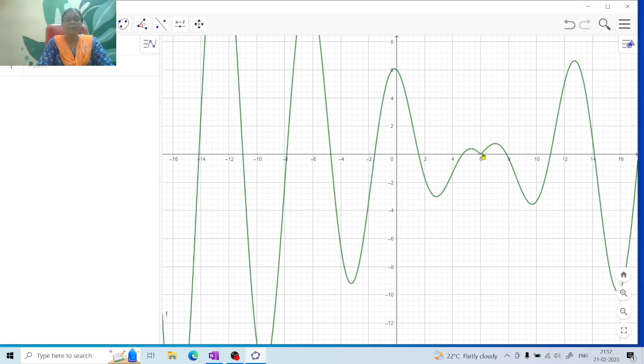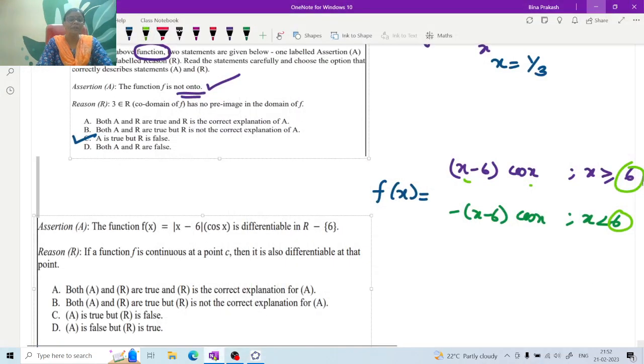So at this particular point, x equal to 6, it is not differentiable, though it is continuous. You can very well see the continuity part. Though it is continuous, it is not differentiable. So the statement that we have as reasoning, that every continuous function is differentiable, is false. So this statement also says that A is true but R is false. The correct option is C.